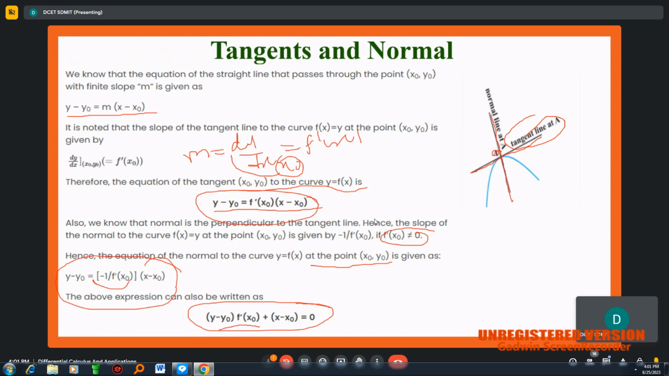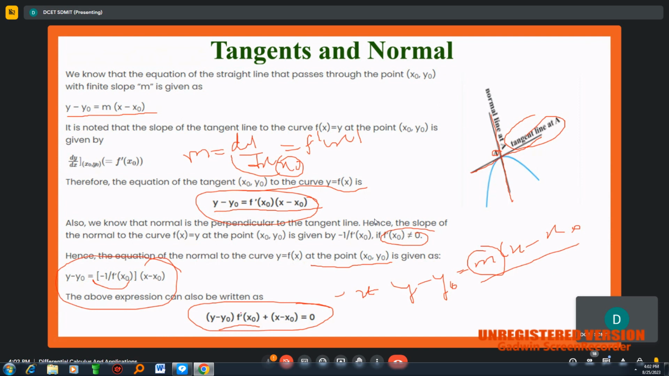Now, when I solve problems, how I write it is: y minus y1 is equal to m into x minus x1 or x naught. Whichever point you take, x naught means x naught, x1 means x1, y1. Okay, now y minus y naught is equal to m into x minus x naught. What is m? m is nothing but dy by dx at the point x naught.